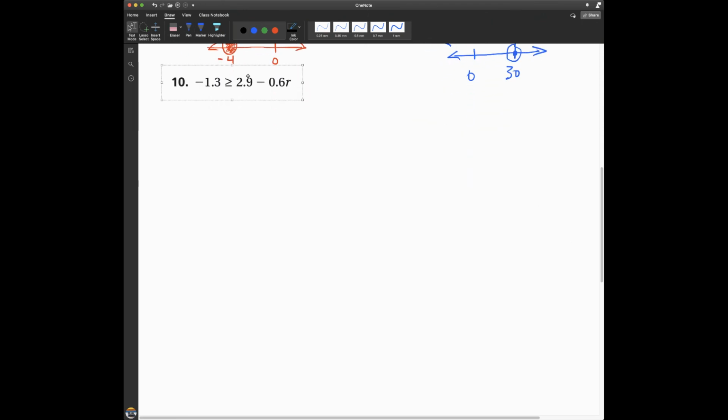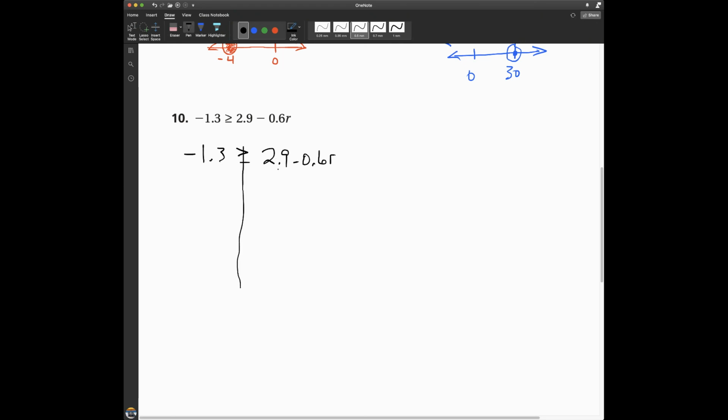We'll move this down a little bit. There you go. So for this problem, I've got negative 1.3 is greater than or equal to 2.9 minus 0.6 times r. So my first step, after I draw my line, is this is positive 2.9. So it's like I'm adding 2.9 to the right-hand side. Let me subtract 2.9. So I do that first. Subtract 2.9 from both sides.